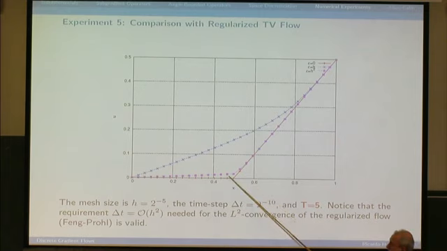However, having a regularized flow is important in several respects. It's simple to compute, simpler to implement than our method, and can be used to initialize our method. So there is still value in this regularized flow.